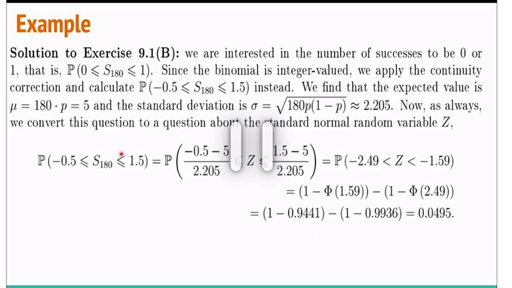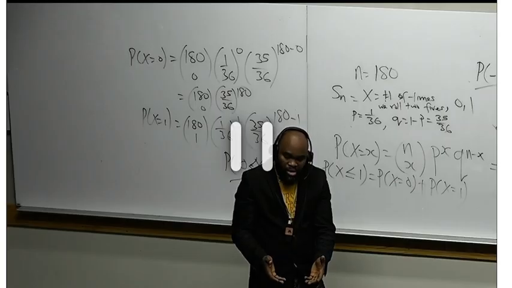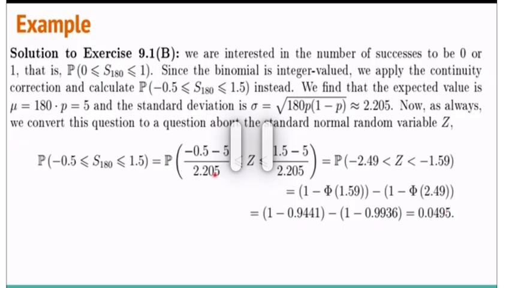Now, what am I doing here? I'm trying to say 5 is the mean, n multiplied by p. Then the standard deviation is that. Of course, you know how I got that. The mean is n multiplied by p, so in this case, 180 multiplied by 1 over 36. Then I'm also going to do the standard deviation. At the end of the day, I'm going to go to the table and check the value. I finally got 0.0495.